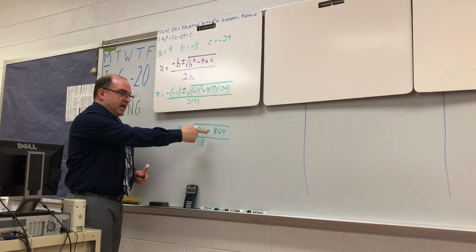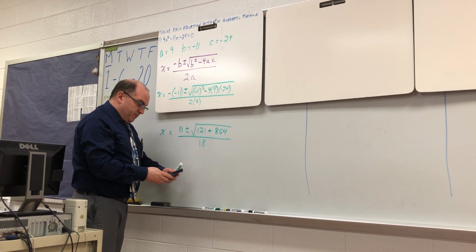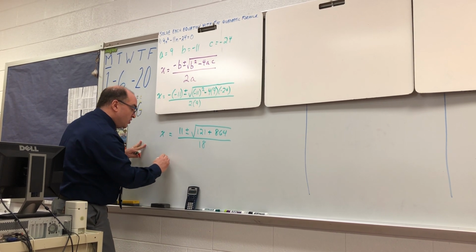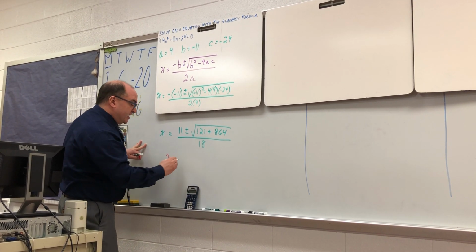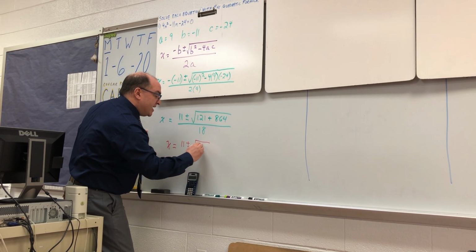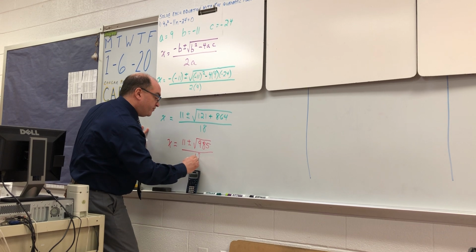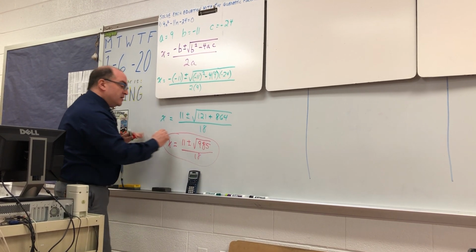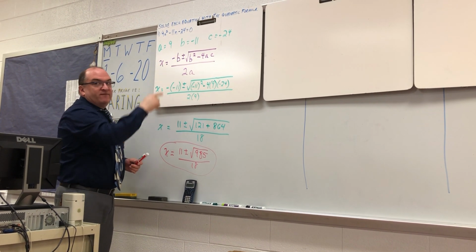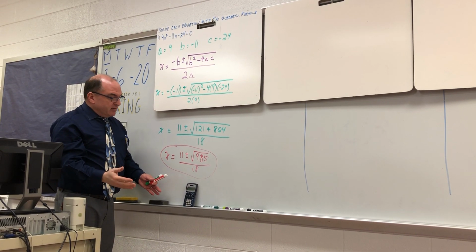And now, just add those together. What is 121 plus 864? 985. Ladies and gentlemen, I'm going to ask you to just leave your answer like this. 11 plus or minus square root 985 all over 18. That's it. So all you're doing is putting the numbers in for the letters and simplify. You're done. That's it. Okay?